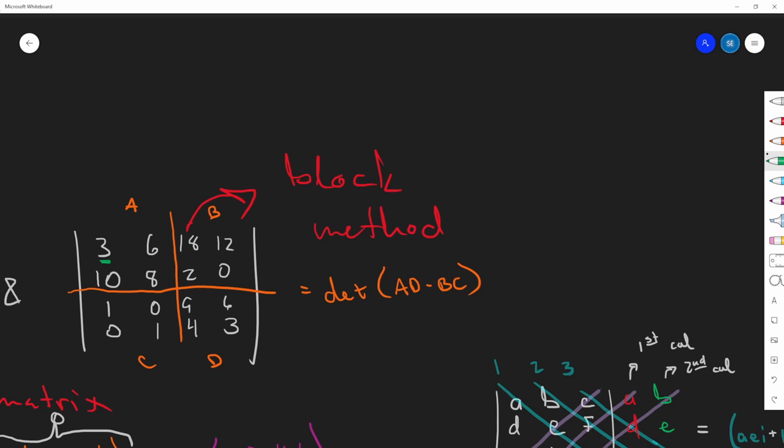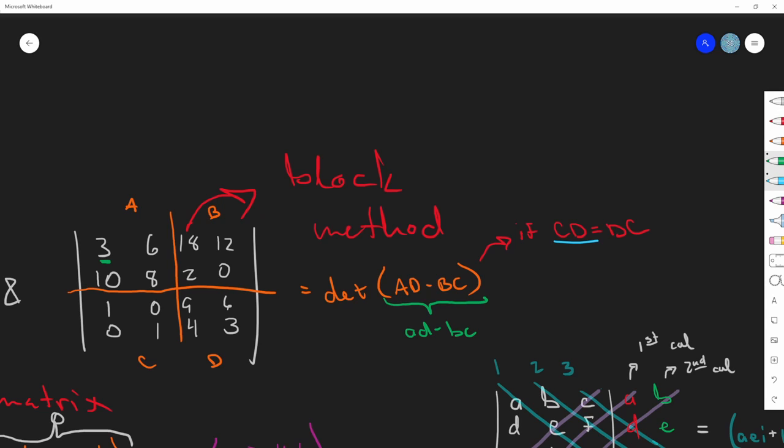And notice how this is very similar to when you take a 2x2 matrix where it's AD minus BC, and these are like the elements. It's the same thing, the only difference is you're taking blocks. So you're basically multiplying two matrices together and then subtracting the product of the other two. However, you can only do this if block C times D is equal to D times C.